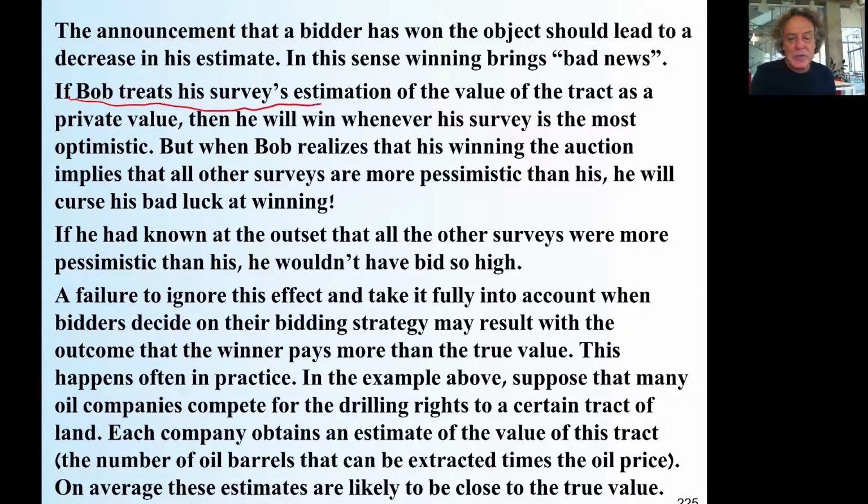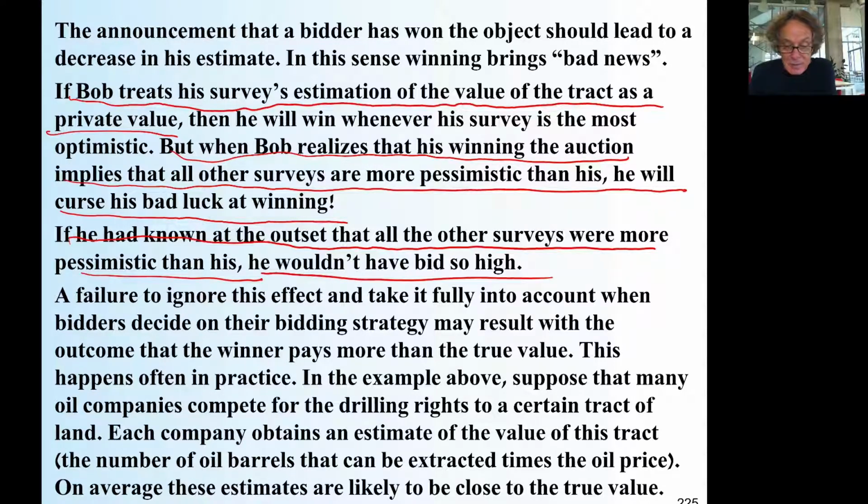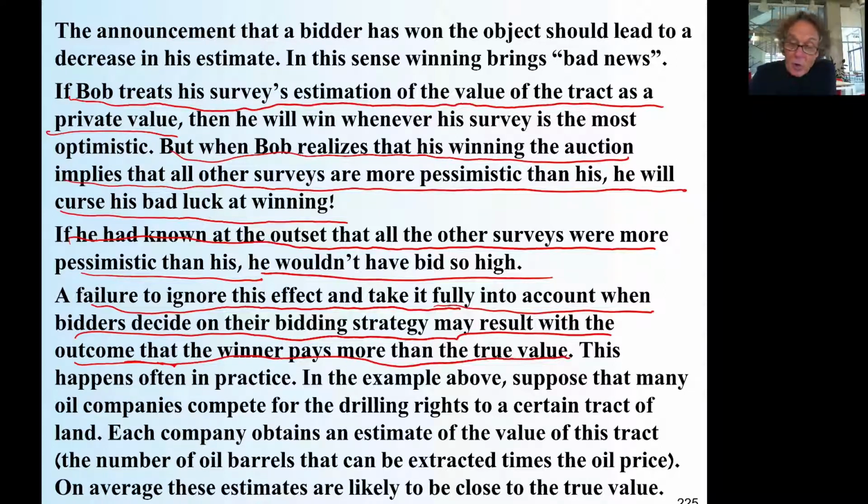For instance, if Bob takes his survey estimation of the value of the tract as a private value, then he will win whenever his survey is the most optimistic. But when Bob realizes that his winning the auction implies that all other surveys are more pessimistic than his, he will curse his bad luck at winning. He says, wow. Let me tell you a story. Before that, I'll continue. If he had known at the outset that all the other surveys were more pessimistic than his, he would not have bid so high. A failure to take this effect fully into account when bidders decide on their bidding strategy may result in the winner paying more than the true value, or even if he pays a little bit less than the true value, it may not justify the big investment.